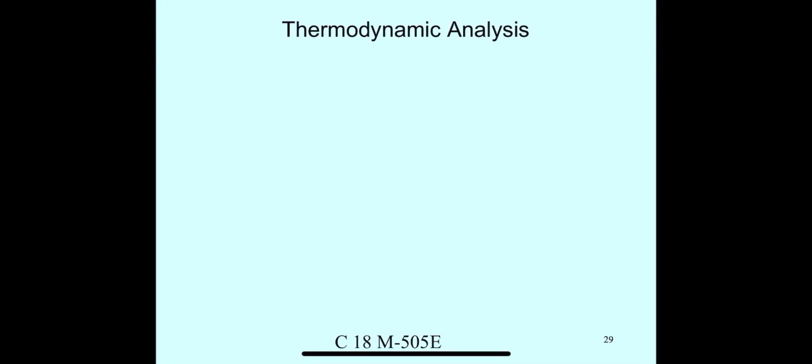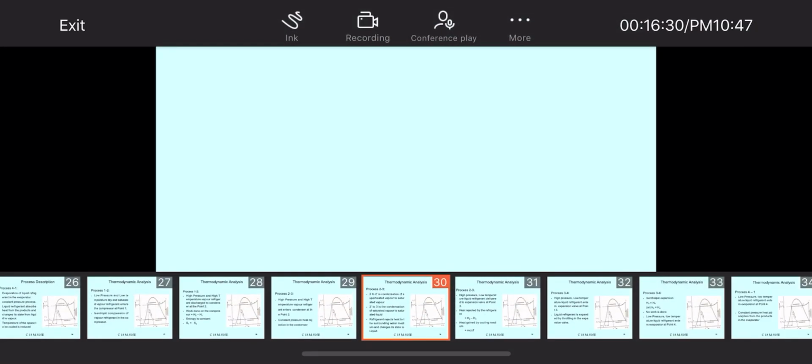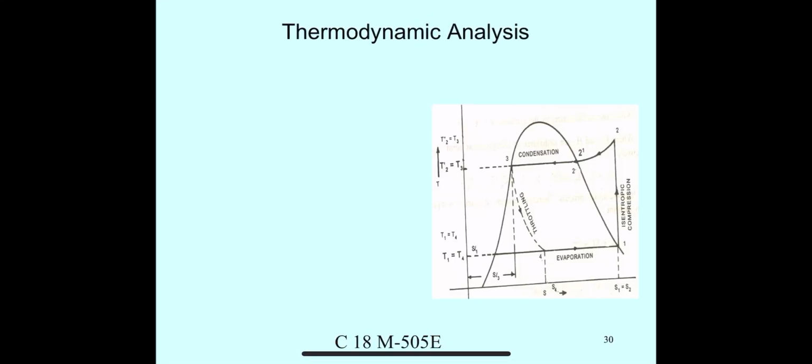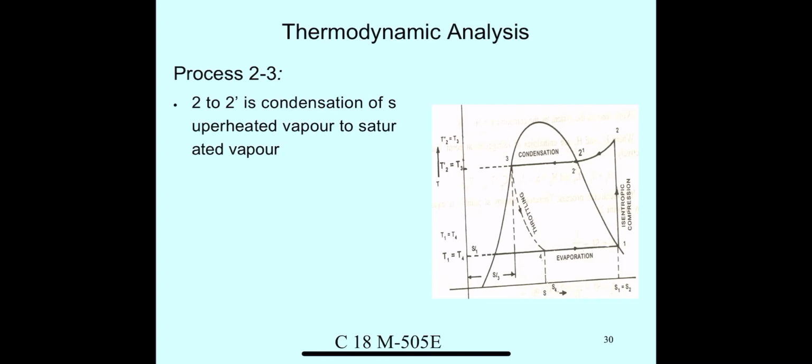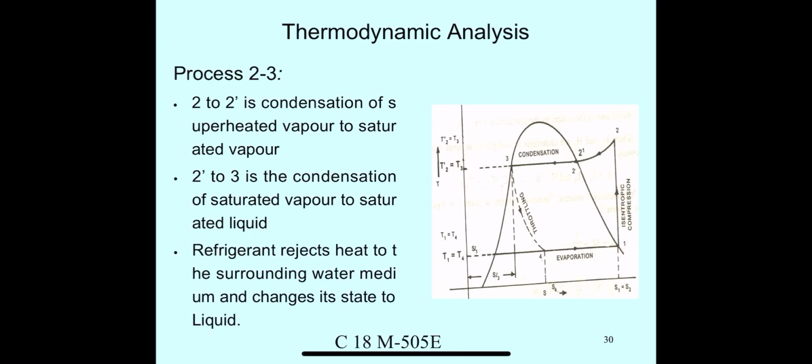S1 equals S2. In the 2 to 3 process, high pressure, high temperature vapor refrigerant enters the condenser at point 2, with constant pressure heat rejection in the condenser. 2 to 2 dash is the condensation of superheated vapor to saturated vapor, and 2 dash to 3 is the condensation of saturated vapor to saturated liquid. The refrigerant rejects heat to the surrounding water medium and changes its state to liquid.